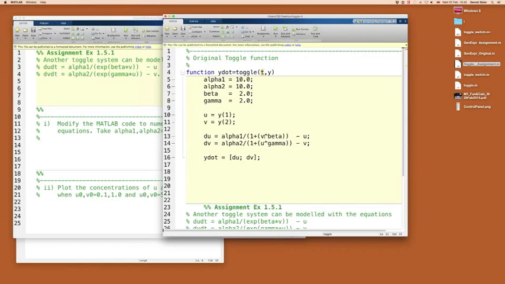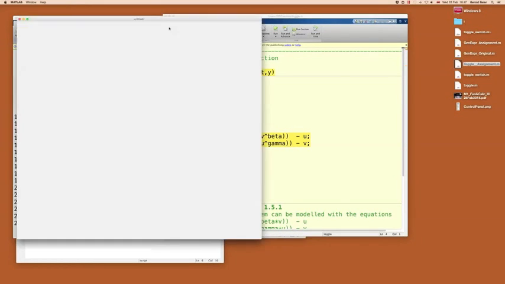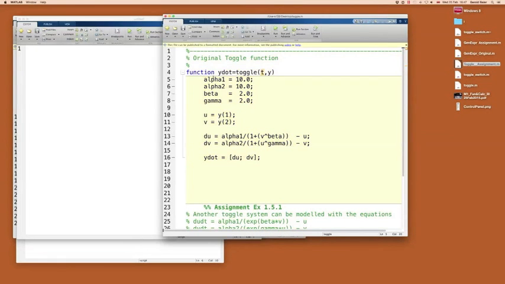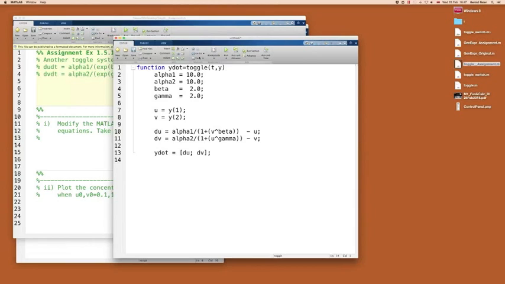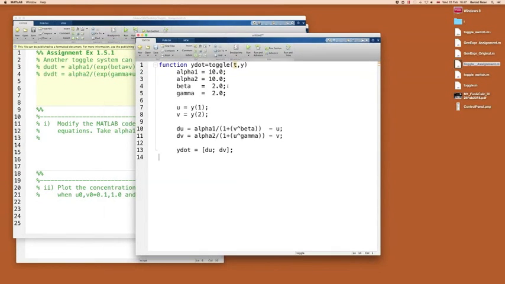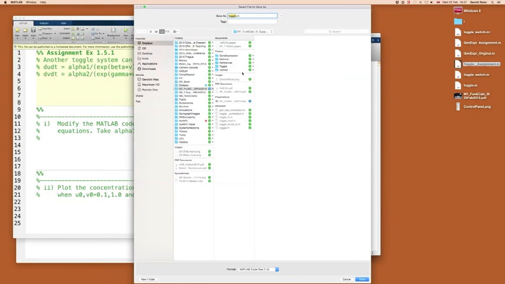So this is different here, so these two lines need to be changed. We could change it here, but that's not really best practice. The best thing to do would be to copy this into another new file. I'm going to get rid of that old file, close it, and put it somewhere safe. Okay. And I'm going to call this new function file toggle mod. Or modified, maybe.